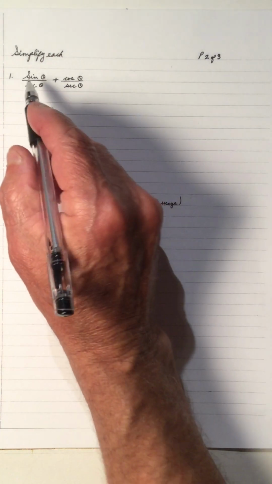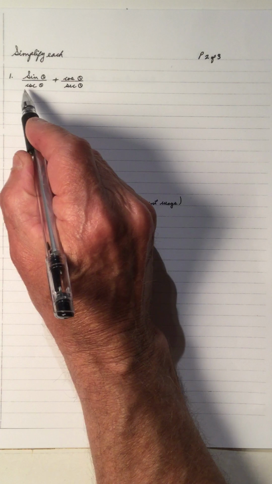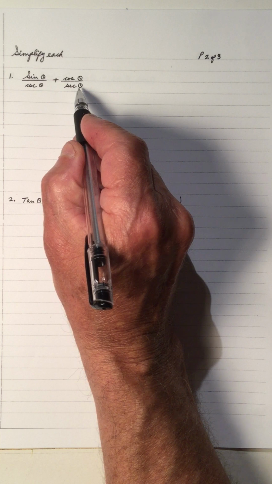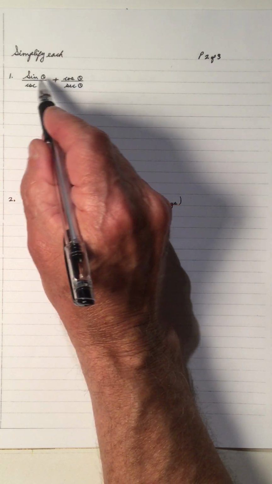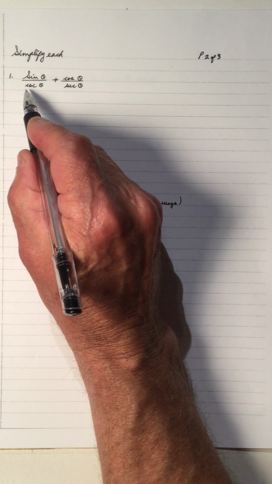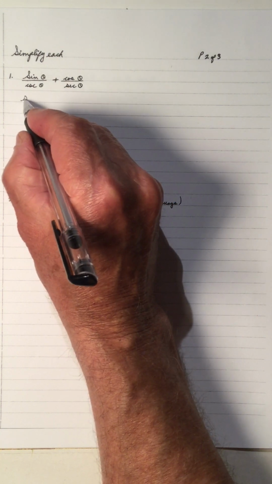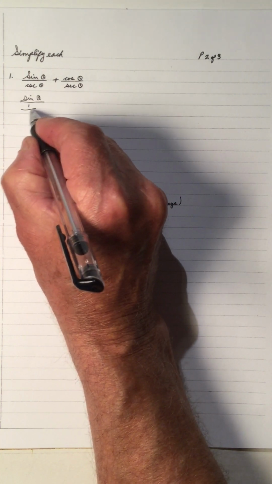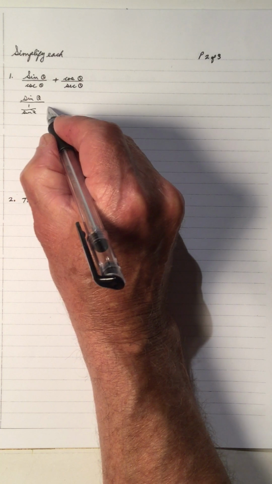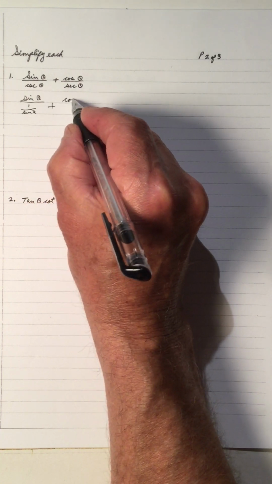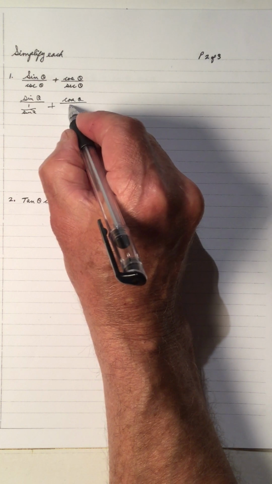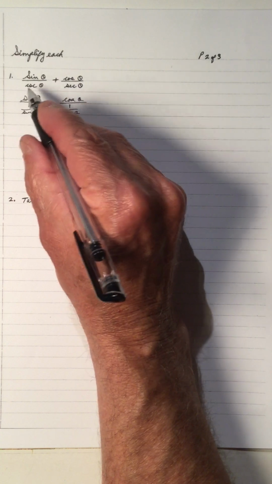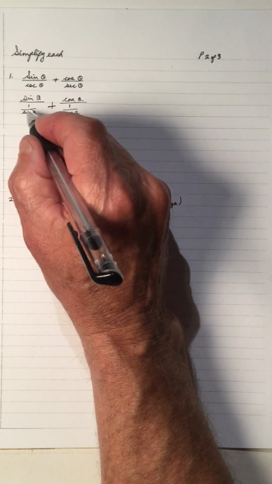Simplify each. Number 1, sine theta divided by cosecant theta plus cos theta divided by secant theta. So we have fractions, but can we simplify each of these fractions first? Cosecant is 1 over sine theta, and secant is 1 over cos theta. So what I did, I changed cosecant and secant to sine and cos.